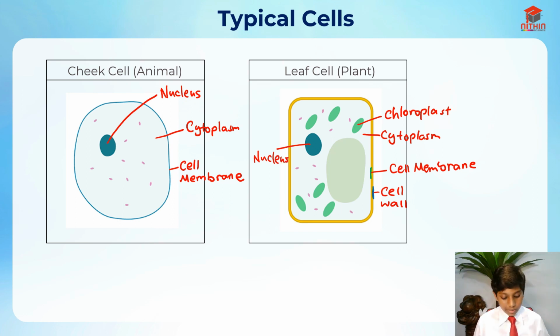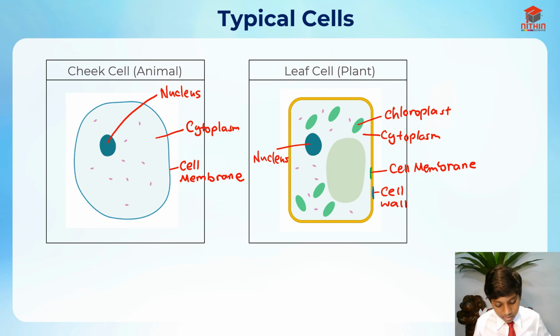Okay, so that's it. Let me go through the functions of the cell wall and the chloroplast now, because we have already gone through the functions of the nucleus, the cytoplasm, and the cell membrane. Let me go through the function of the cell wall first. What is a cell wall? A cell wall is basically a structure that gives the cell a regular shape, right?